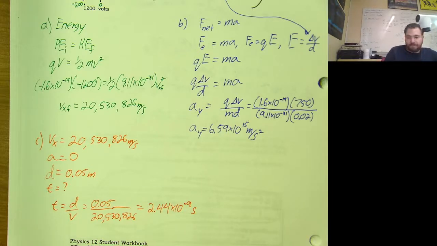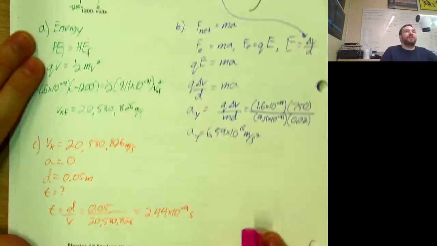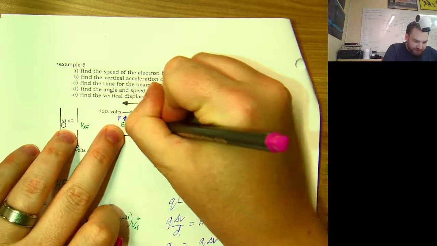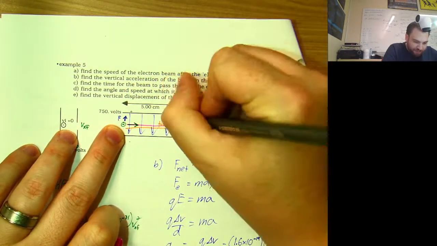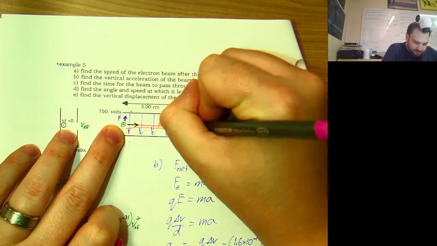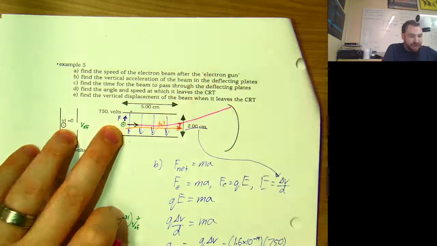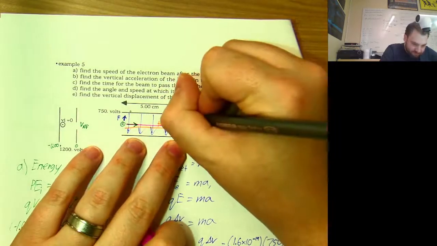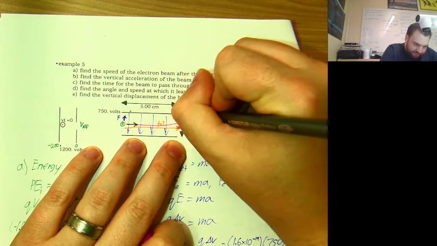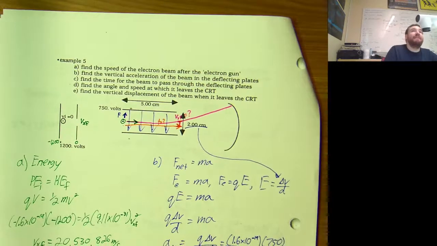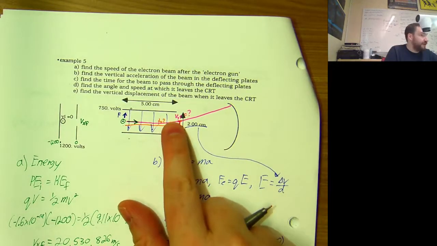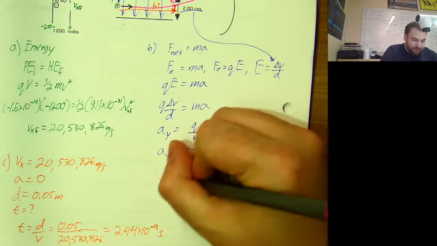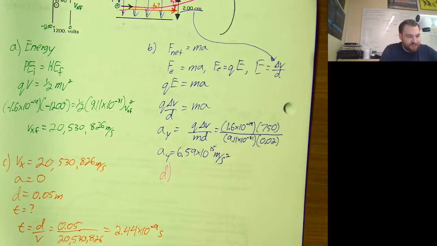Okay, we're good? Okay. So now we can establish what's going on here. This guy is going to start to deflect upwards. And then once he leaves, he's going to have some vertical component of velocity. Vy final. We need to know what that value is. How fast is it going upwards now? So part D. Find the angle and speed at which it leaves the CRT.